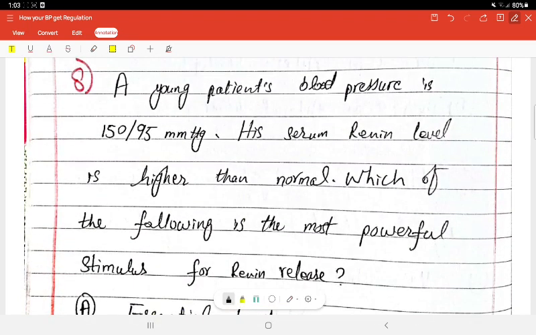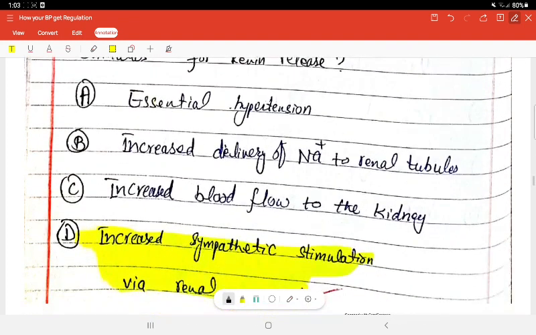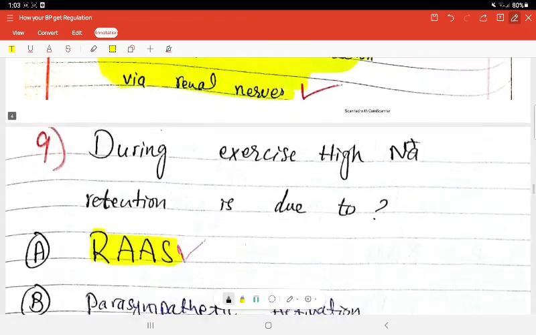Next, a young patient's blood pressure is 150 over 95 mmHg, hypertension. His serum renin level is higher than normal. Which of the following is the most powerful stimulus for renin release? Let's see the options: essential hypertension, increased delivery of sodium ion to the renal tubules, increased blood flow to the kidney, and the fourth, increased sympathetic stimulation via the renal nerves. The correct one is increased sympathetic stimulation.